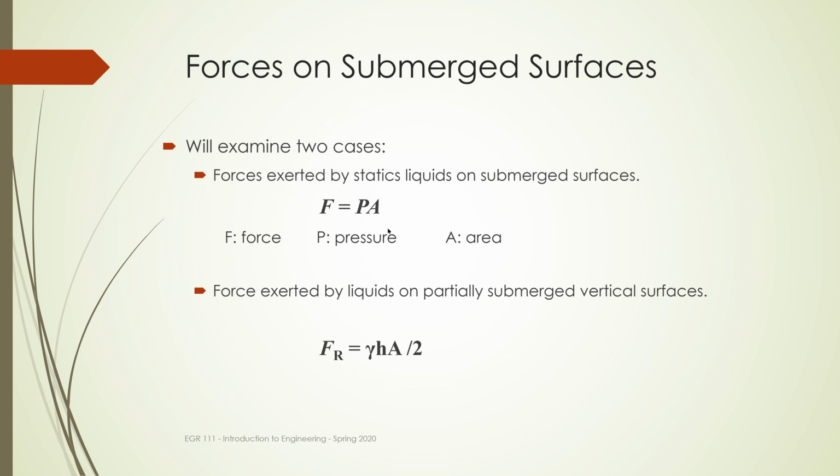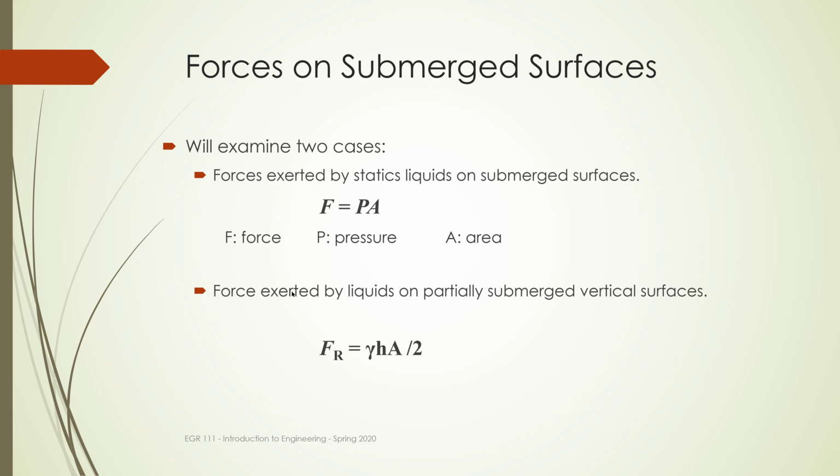Now, if we look at submerged surfaces, the force on that submerged surface is essentially the pressure times the cross-sectional area. If you had a surface a certain distance down in a fluid, you could calculate its pressure, which is always just force per unit area. If you multiply it times the area you care about, you get the total force acting on that surface.